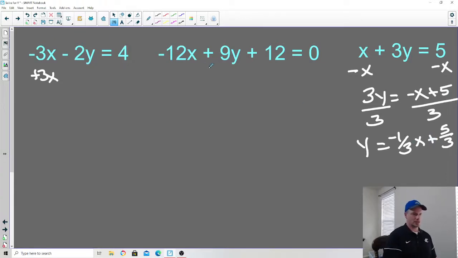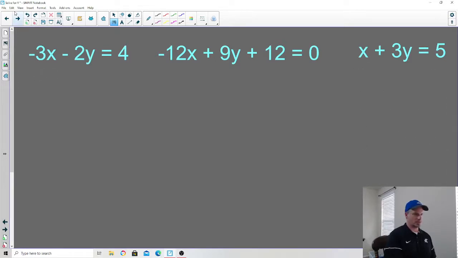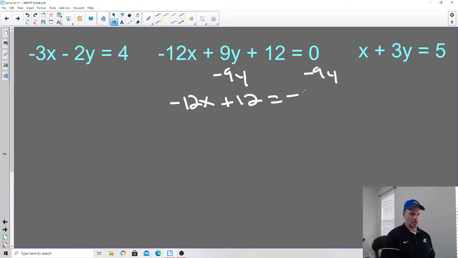Okay? Now, let's look at this one. Let's clean this up a bit, and let's look at this last one. This is probably the hardest one of the bunch, maybe. So notice everything is on this side, okay? And if I want y by itself, I might just move this over here instead of moving these two things over there. It really doesn't matter what you want to do. If you like doing everything the same every time, then you'll want to move the x and the 12, okay? I'm just going to move the y over here, okay? So we do -9y, -9y. Now what's left over here is -12x plus 12, and that's going to equal -9y.